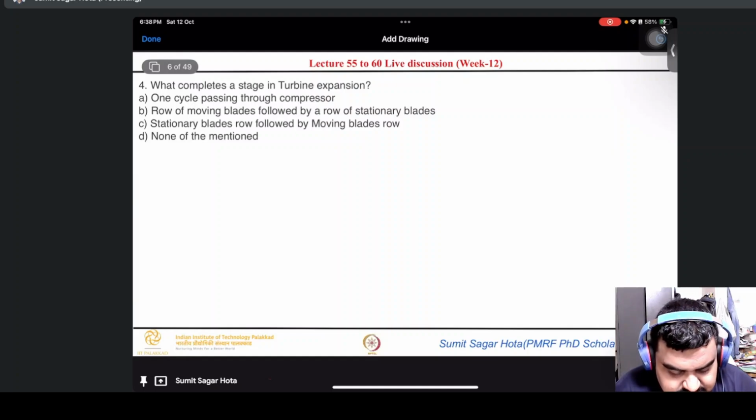What completes a stage in expansion? Okay, so what completes a stage in turbine expansion? The answer is C, the stationary blades row followed by the moving blades row.